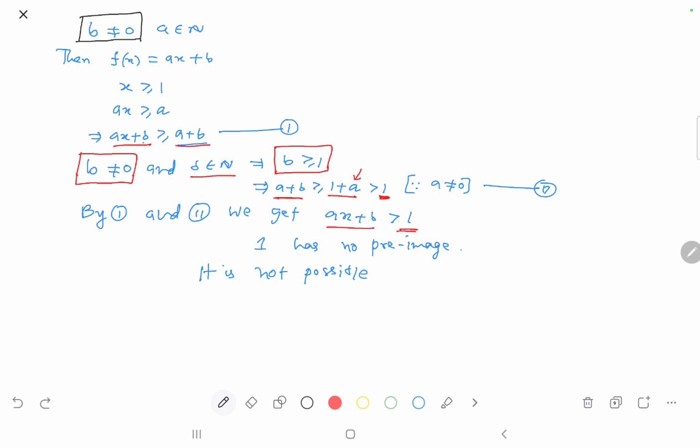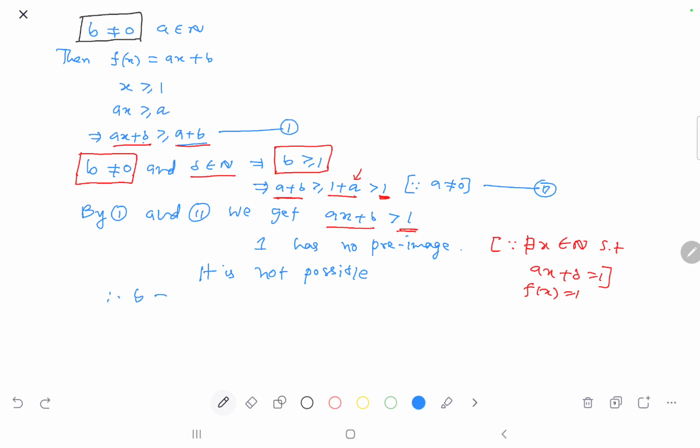So, 1 has no pre-image. Because we cannot find any x, since there does not exist any natural number x such that ax plus b equals 1. So this means f(x) equal to 1 is not possible, because it is always strictly greater than 1, right? So it has no pre-image, so it is not possible.